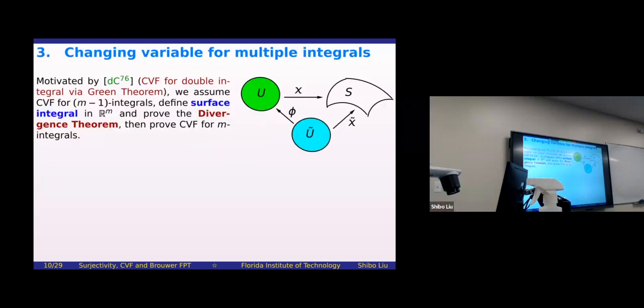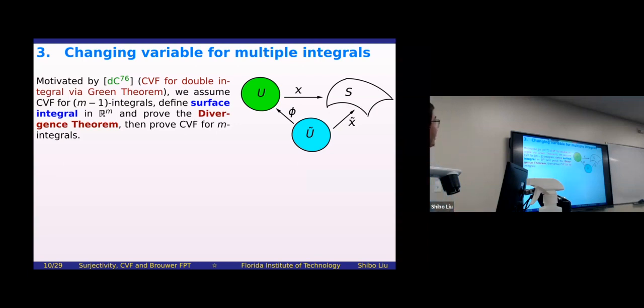Now let's go to the second topic, our proof of the change of variable formula for multiple integrals. This proof is motivated by an exercise in the differential geometry book of do Carmo, a very famous book. In that exercise, the change of variable formula for double integrals is proved using Green's theorem. Now we just generalize the idea to higher dimensions.